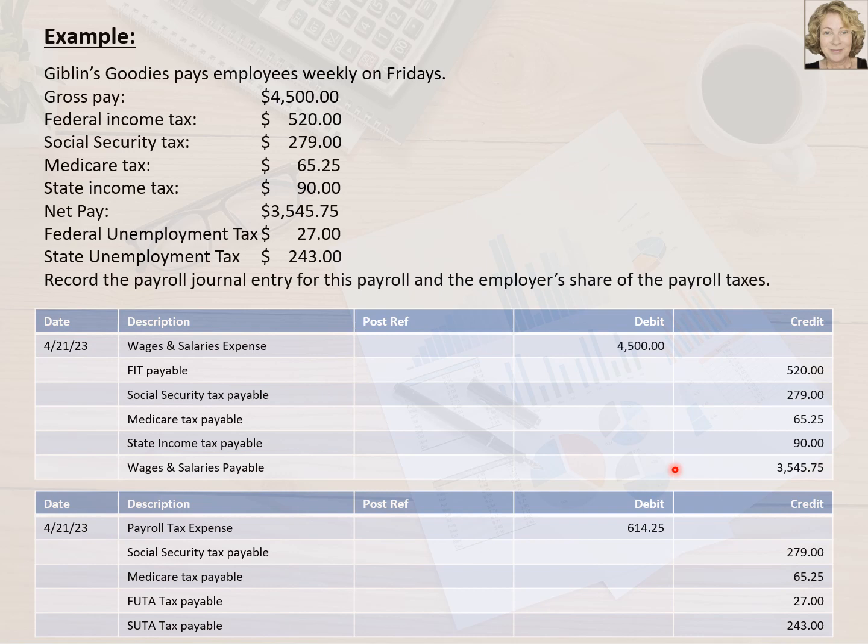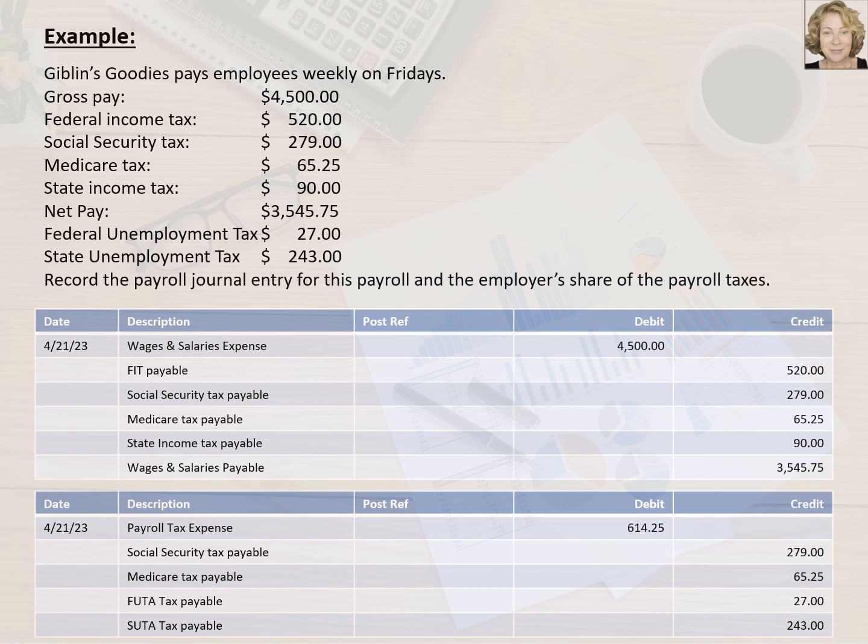$3,545.75. To then record the employer share of the payroll taxes, we debit payroll tax expense for $614.25 and credit the Social Security tax payable account for $279. We credit the Medicare tax payable for $65.25, credit the FUTA tax payable account for $27, and we credit the SUTA tax payable account for $243.